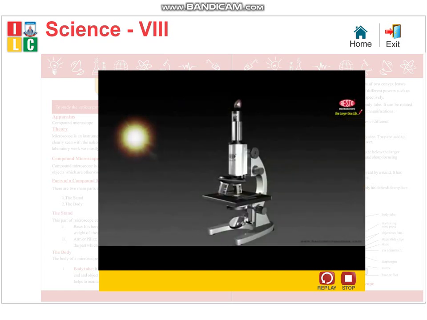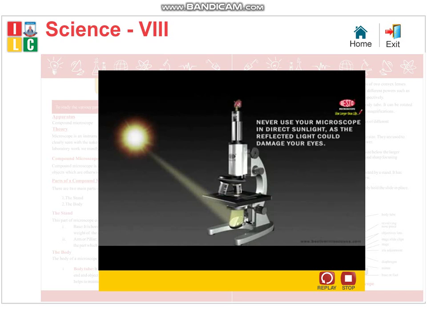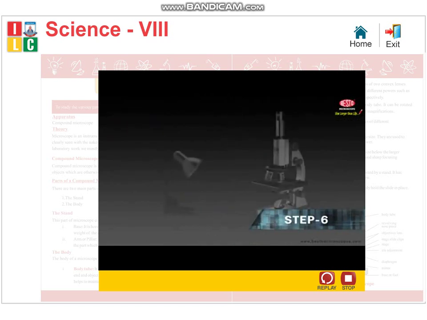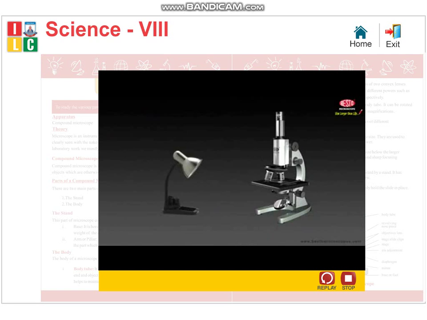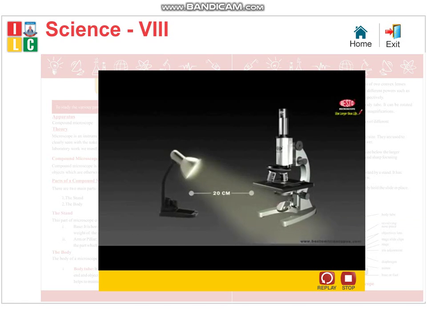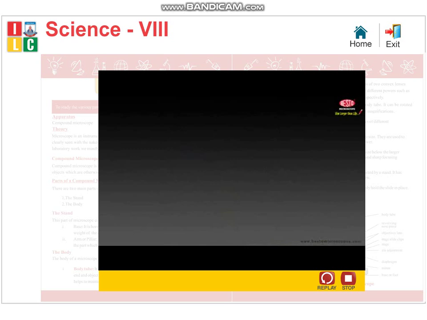Here's a helpful hint for you. Never use your microscope in direct sunlight, as the reflected light could damage your eyes. Step 6. If you are using a lamp for your lighting, put it about 20 cm away from the microscope. Adjust the lamp so that the light points towards the mirror under the stage.